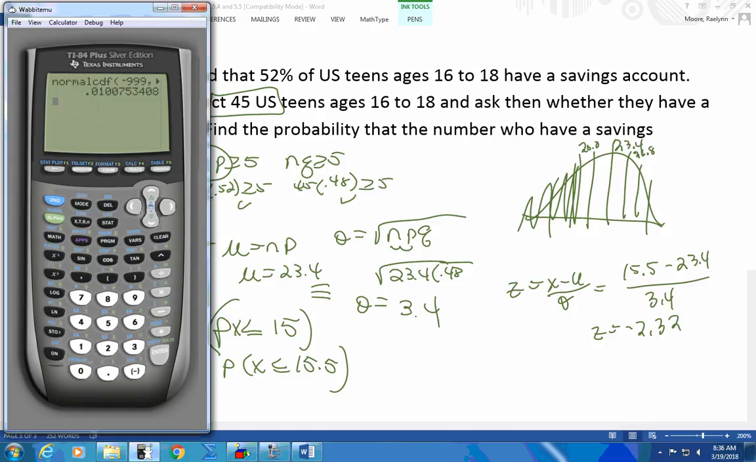No, because your area is to the left. That's why you do your sketch. Your table always looks up area to the left. So if it's negative, you just look it up. Yes, you just look it up, even if it's positive, as long as it's area to the left.